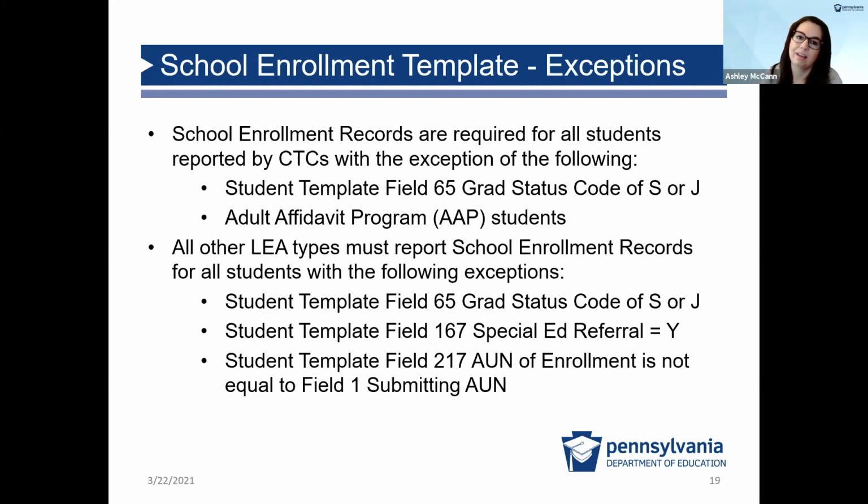So the school enrollment template. School enrollment records are required for all students reported by CTCs, except the following: if they have an S or J in grad status, or if they are adult affidavit program students. For all other LEA types, they must submit school enrollment records, except same as above, grad status code S or J, where student template field 167 special ed referral is Y, because you're indicating to us that the student is not enrolled with you. They are receiving 100% of their special ed services at another PIMS reporting entity. So they will have school enrollment records at that LEA. And then where student template field 217 is not the same as the submitting AUA. And my gosh.